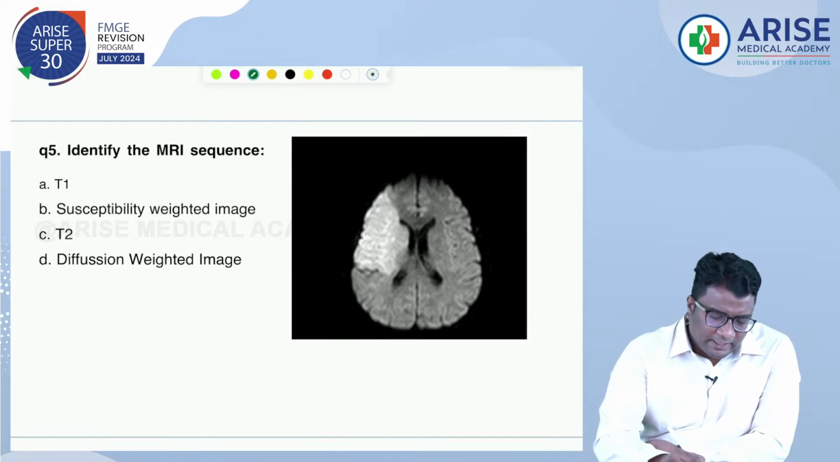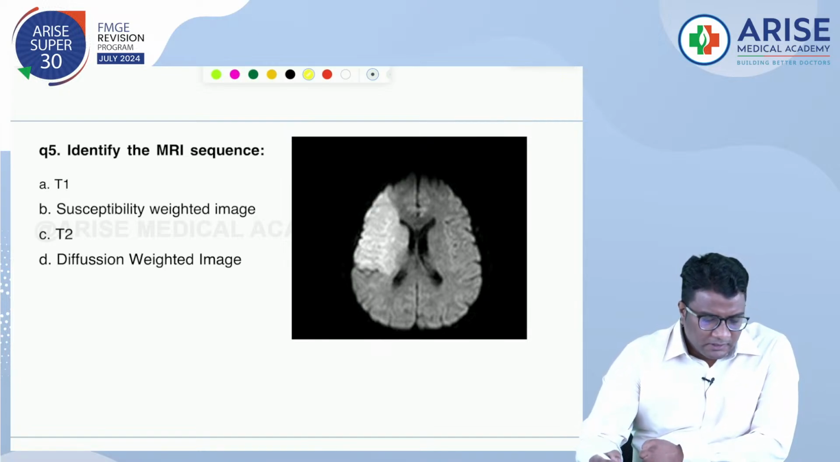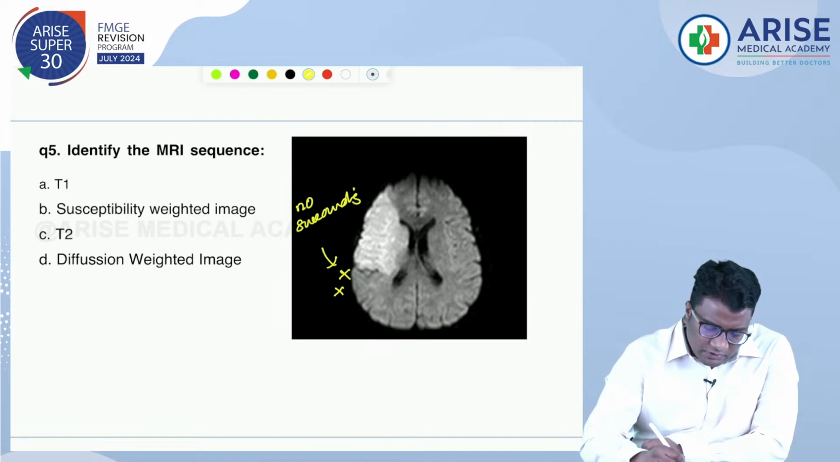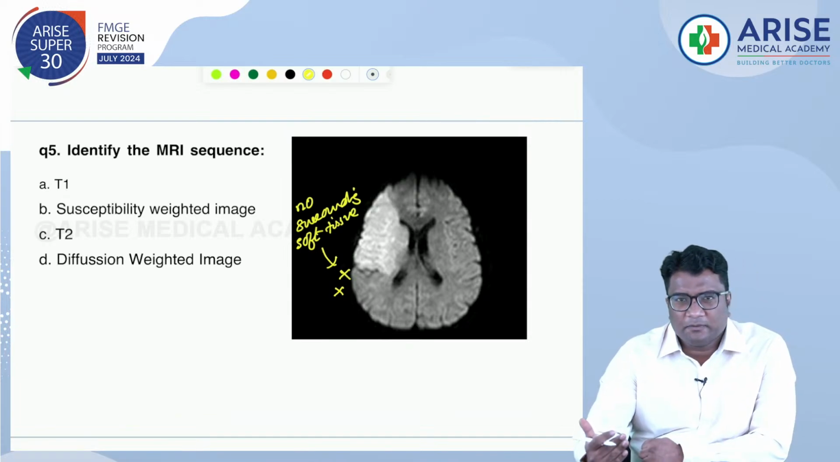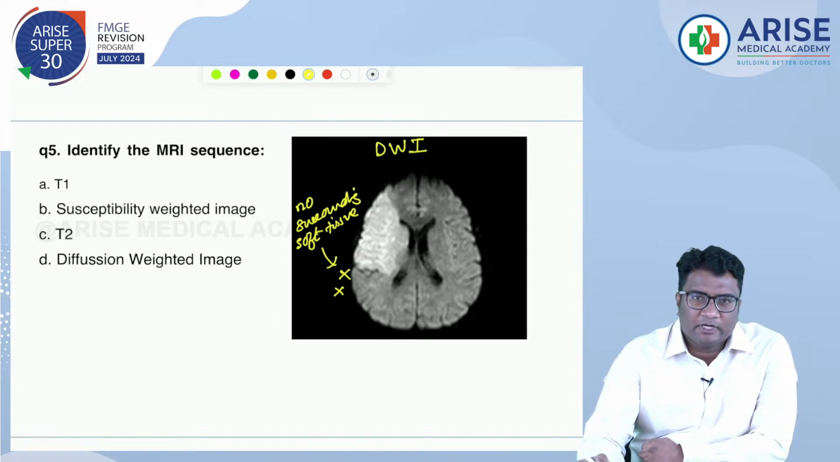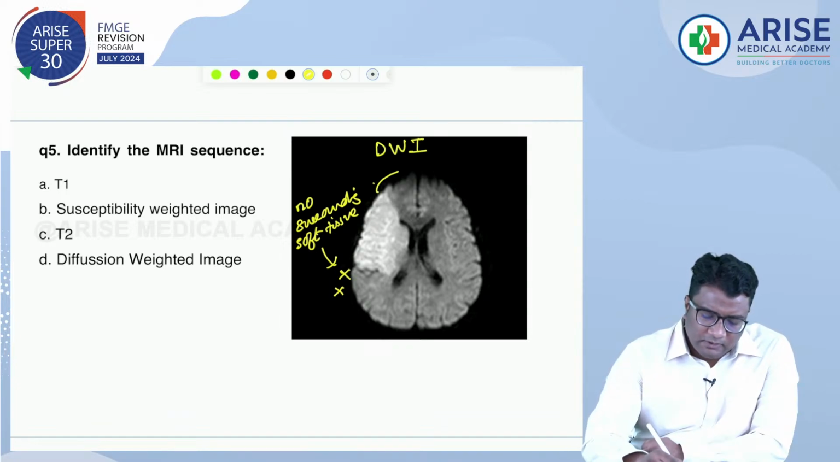Now, please look at the image carefully. Can you see the bone or the subcutaneous fat? Are you able to see any bone or subcutaneous fat? There is no surrounding soft tissue. No surrounding soft tissue or bone. So such a sequence of MRI where you don't see the surrounding soft tissue, this is a diffusion weighted imaging. And what do you see on this sequence?